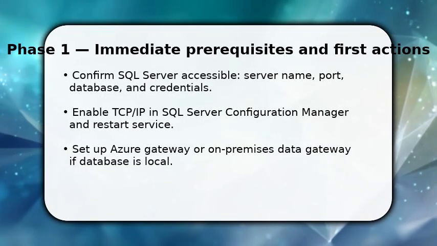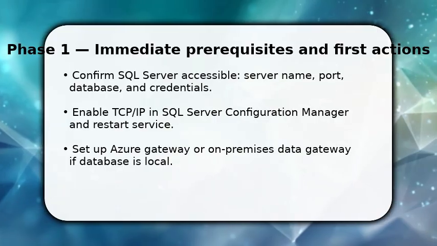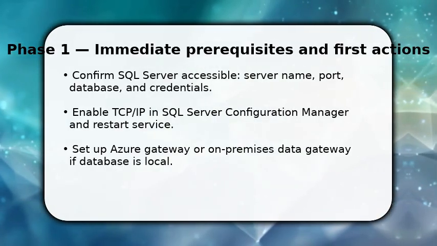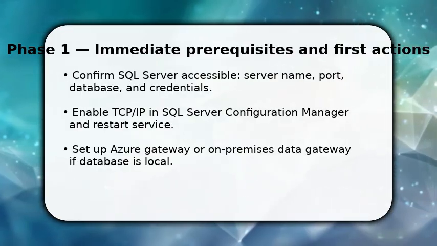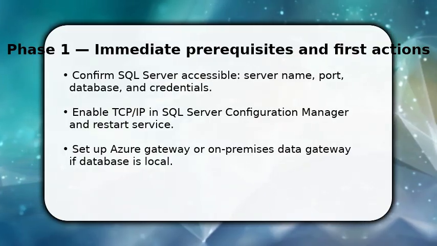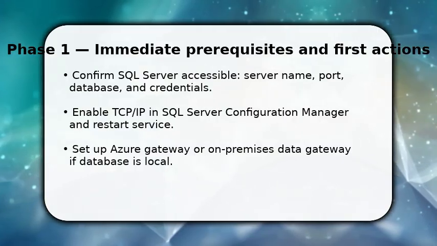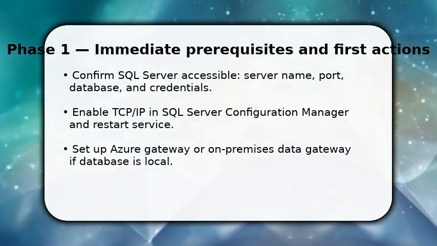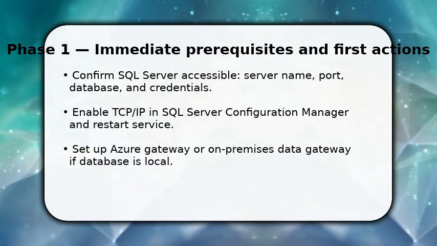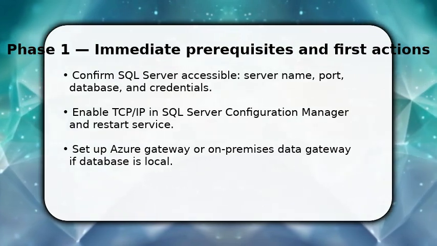You start by verifying prerequisites. Confirm server name, port, database, and a SQL account with appropriate rights. Once done, enable TCP/IP in SQL Server Configuration Manager and restart the service so Power Apps can connect. Make sure to choose the right connection type, Azure SQL versus on-premises, and install or register a gateway when the database is not in Azure. You'll see why this matters. Power Apps needs reachable endpoints and valid credentials before you create any data connection.